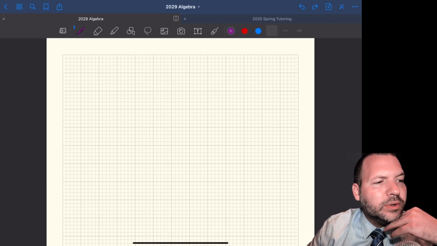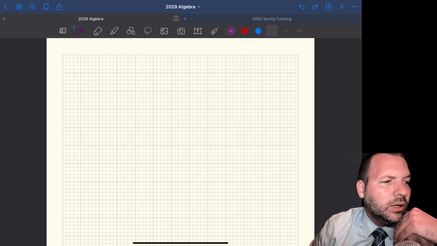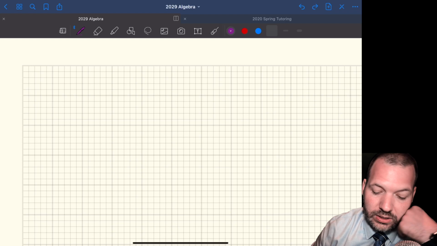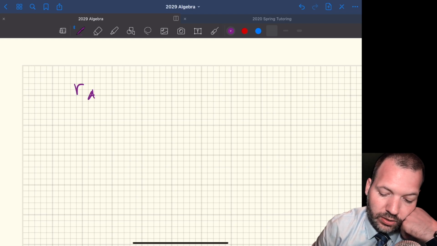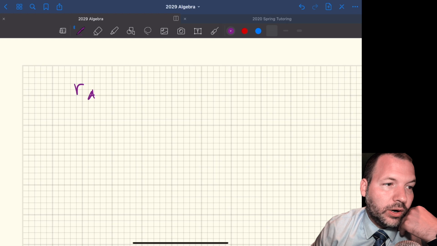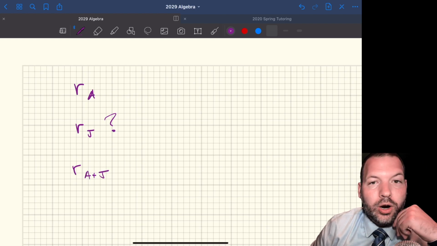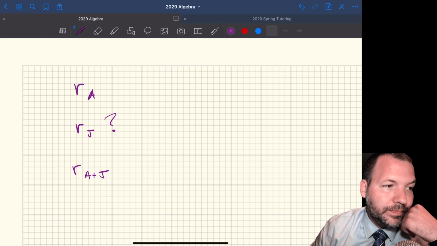It takes Abby 2 hours to mow and trim Mr. Morley's lawn. When Jamal worked with her, the job only took 1 hour and 20 minutes. How long would it have taken Jamal to do the job himself? So here's the thing. There are 3 different rates in this question. There is the rate for Abby by herself. I'm going to call that RA. There is the rate for Jamal by himself, which is what we're interested in, right? That's the question. And then, of course, there is the rate for them working together, which I'm going to call R sub A plus J.